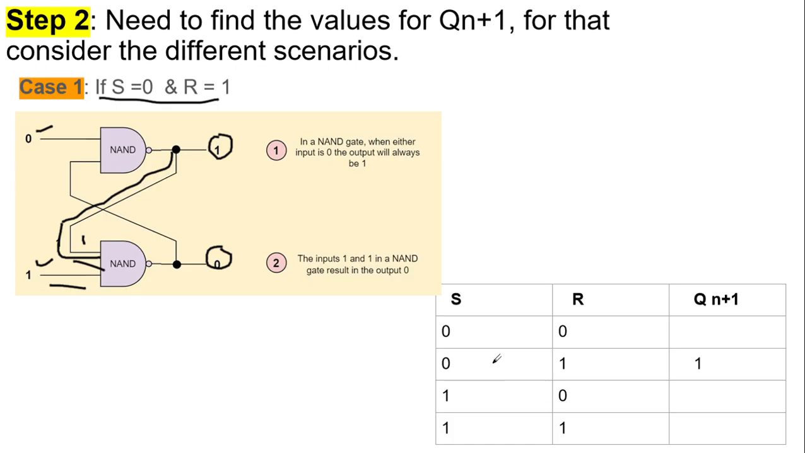So in the truth table, you can write that when S is equal to 0 and R is equal to 1, you will get the value 1, because here you are going to take this value. Please don't use this value; we are going to consider this value only. That is why I wrote 1.